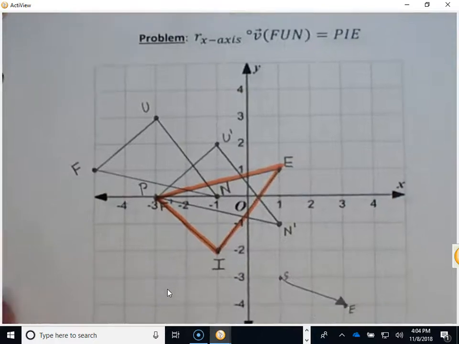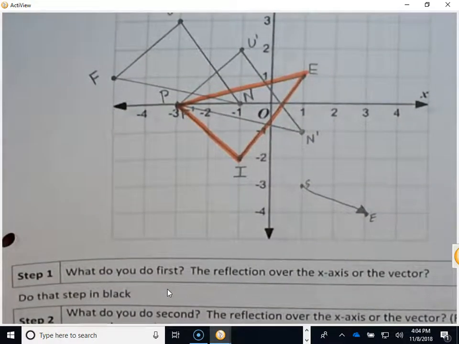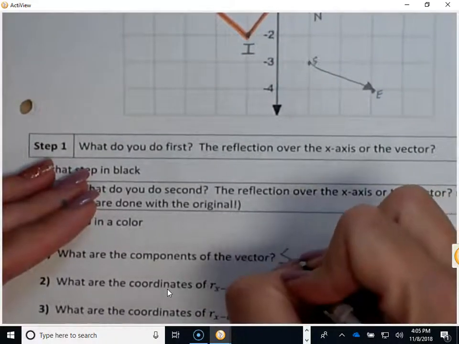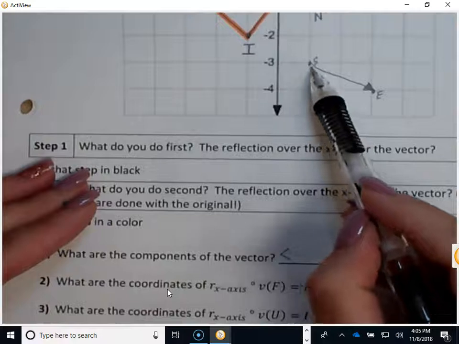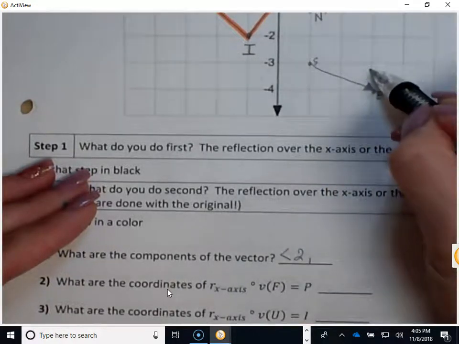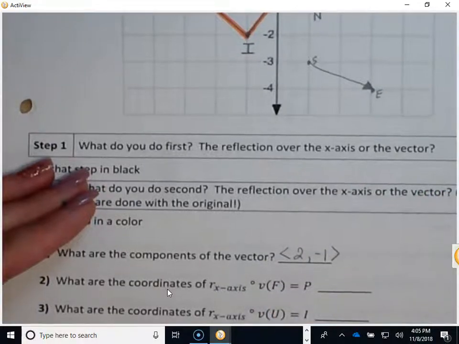Down here, they want us to go ahead and answer some questions. It said, what are the components of the vector? What they're looking for there is for you to use that notation to tell them what that vector is. So we had gone 2 to the right, so that's a positive 2. And then we went 1 down, so that was a negative 1. So that was the vector we did.